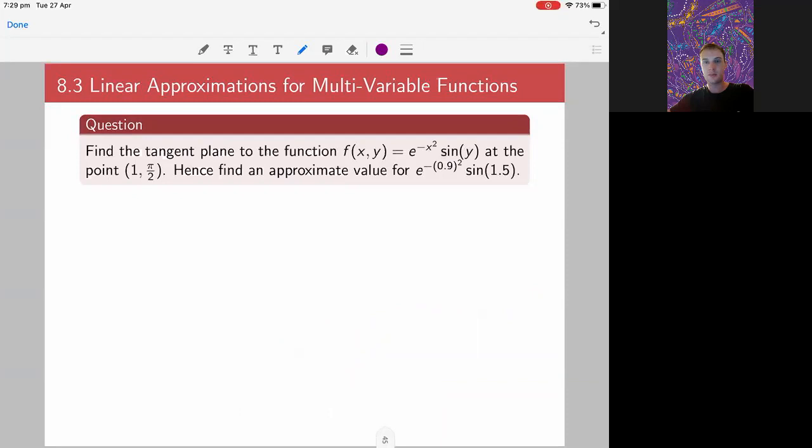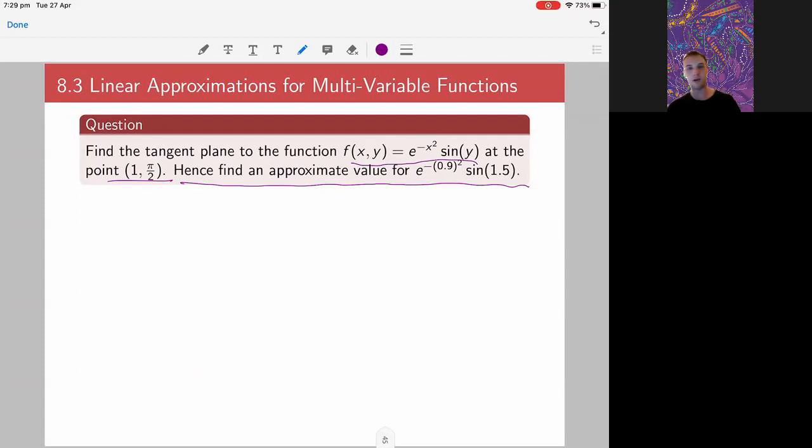So this time we're going to be looking at a function of two variables, and the function is f of x, y equal to e to the minus x squared times sine of y. Now I want to find the tangent plane of this function at the point x equals 1 and y equals pi on 2. Another thing that I want us to do in this question is find an approximate value for e to the minus 0.9 squared times sine of 1.5.